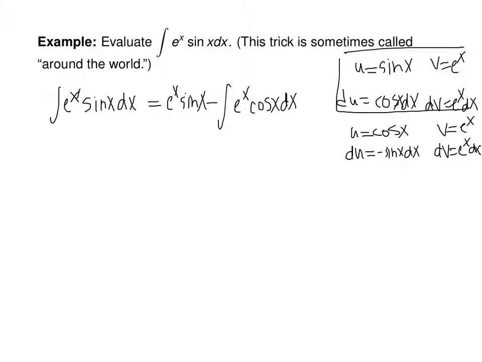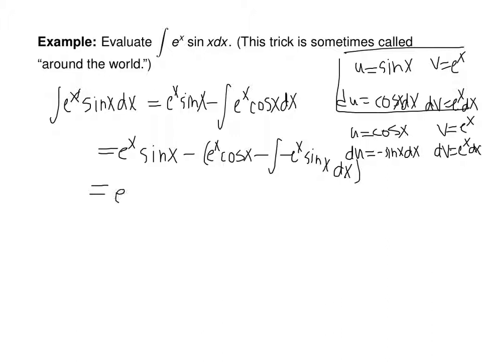So I have that my original integral is equal to e to the x sine x minus the quantity uv, so e to the x cosine x, minus the integral of negative e to the x sine x dx. Just be careful to keep good track of those negative signs. We have e to the x sine x minus e to the x cosine x, and eventually we'll have minus the integral of e to the x sine x dx. And you're back where you started.